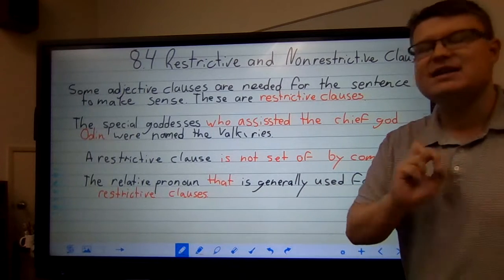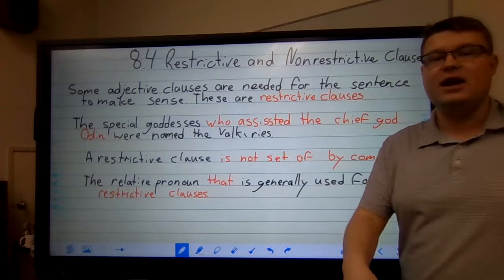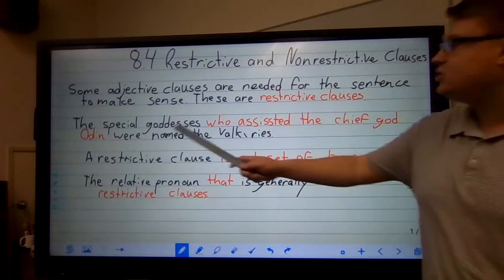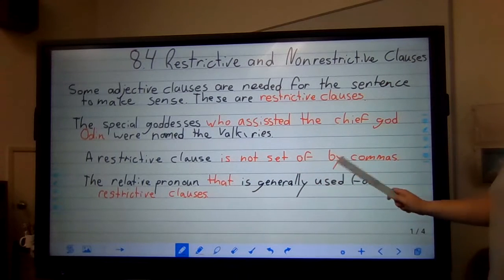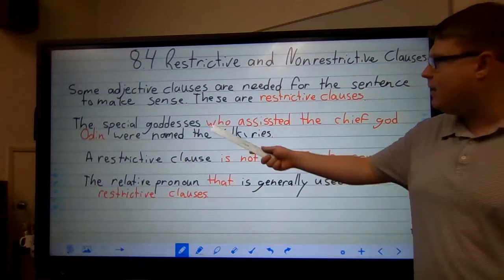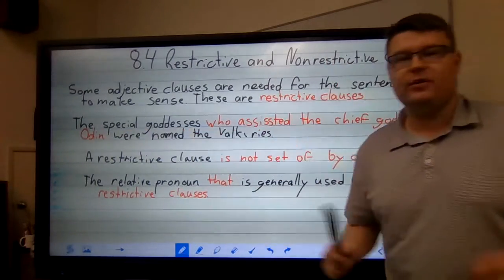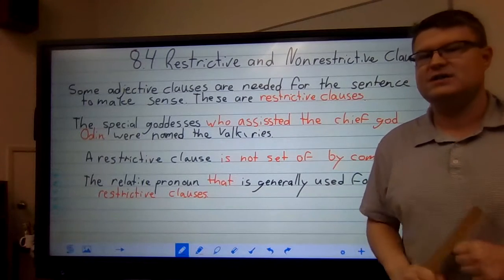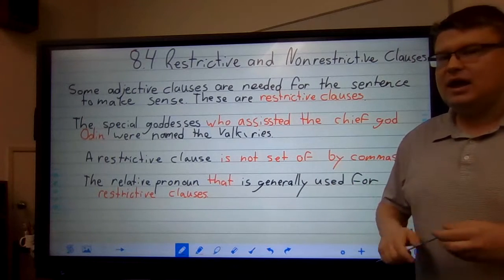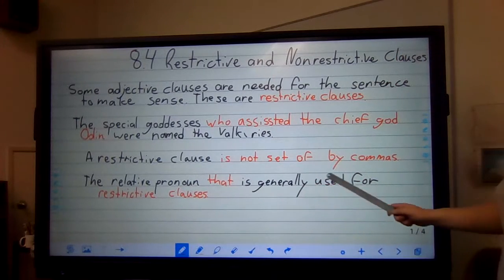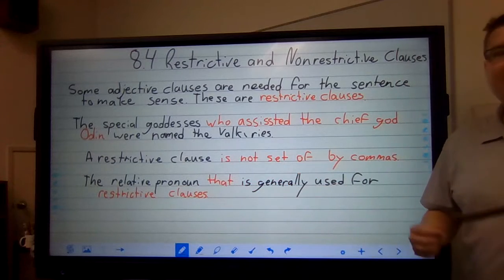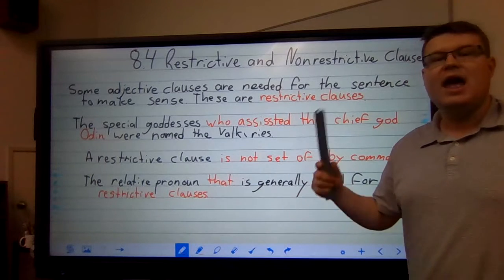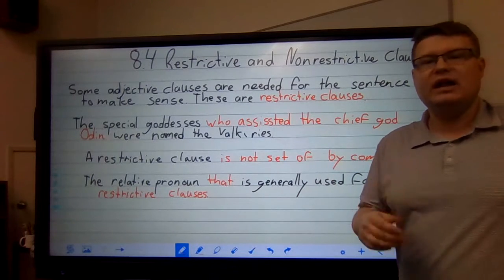Here are two ways that you can know whether or not a phrase is restrictive or non-restrictive. A restrictive clause is not set off by commas. If you do not see a comma before and after the phrase or the clause, you will know that it is a restrictive clause. Next, the relative pronoun that is generally used for restrictive clauses. If you see an adjective clause starting with the relative pronoun that, that tells you that you are likely looking at a restrictive clause.